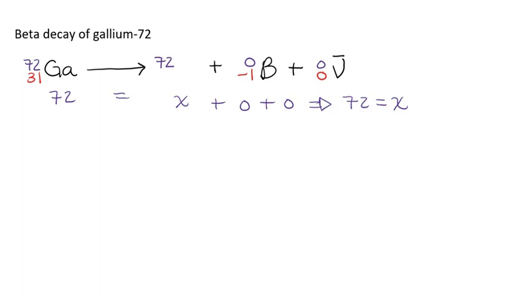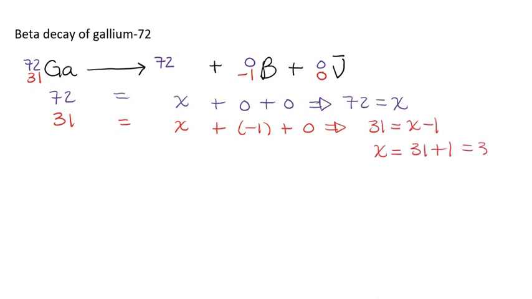So we're going to take a look now at the Z. So we have 31 on the reactant side equals X plus -1 plus 0. When we do this math, we end up with 31 equals x minus 1, or x equals 31 plus 1 equals 32. So the atomic number for this isotope is 32. And then when we look that up on the periodic table, we find that that is for the element germanium. So we write the symbol as Ge.